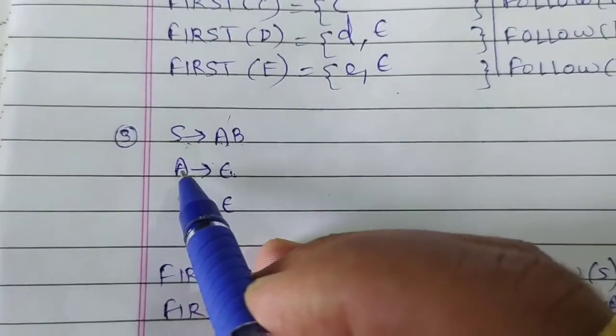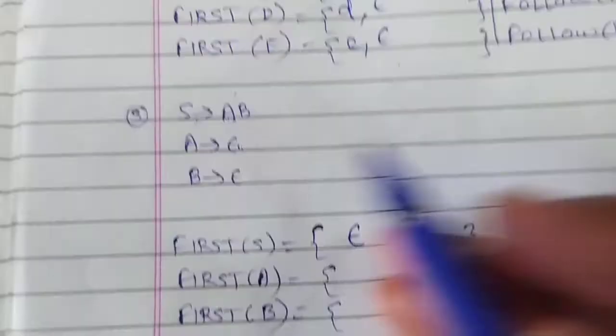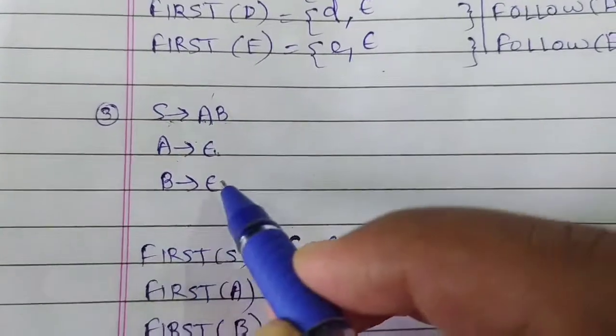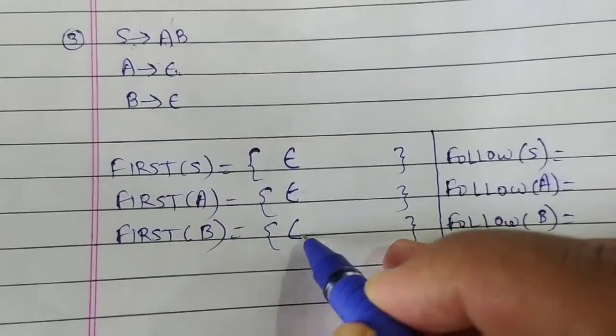Now A, it starts with epsilon, so epsilon means nothing. For B, again it is epsilon. So it will become epsilon.